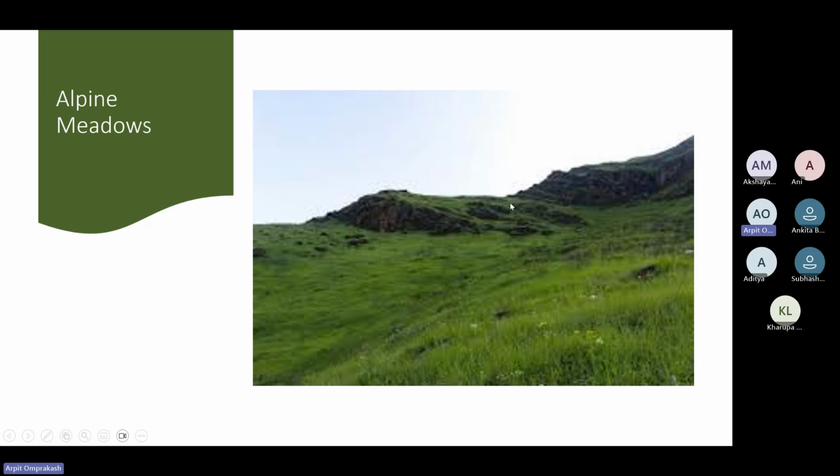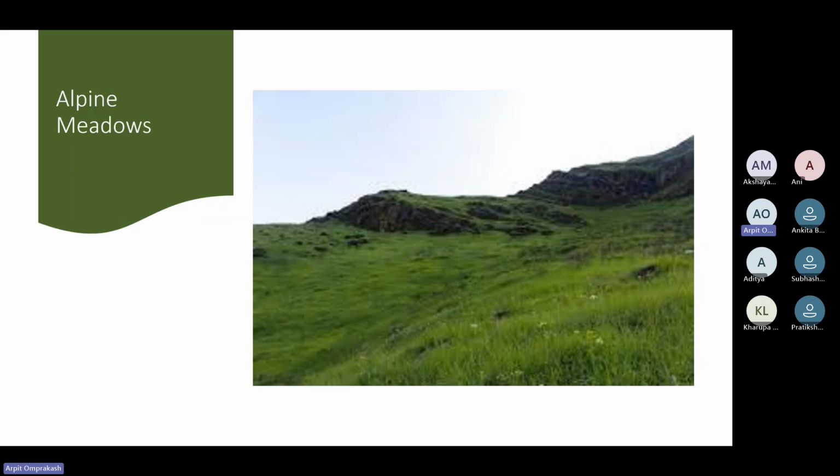So I talked about a few zones, basically different kinds of habitats that we find across India, and what kind of patterns in flora and fauna we see there. So the first one is alpine meadows.